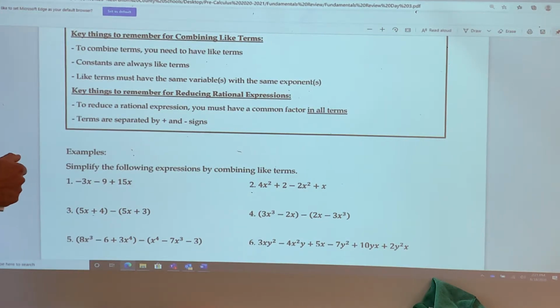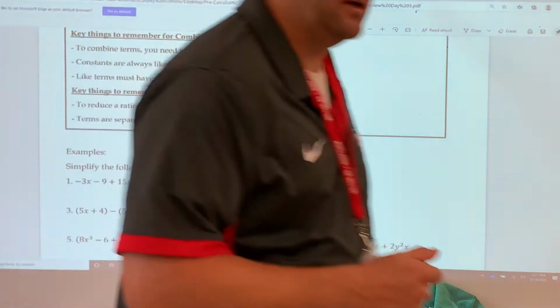And then things to remember when reducing rational expressions. To reduce a rational expression, you must have a common factor in all terms. Terms are separated by plus and minus signs.